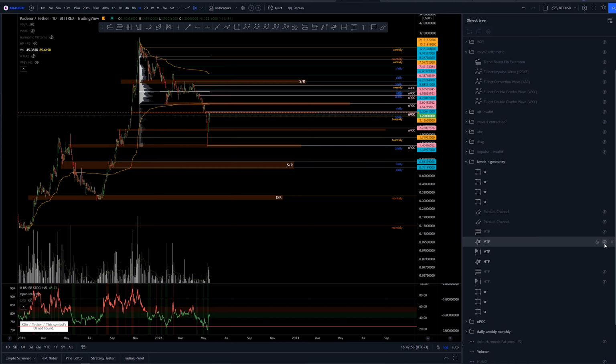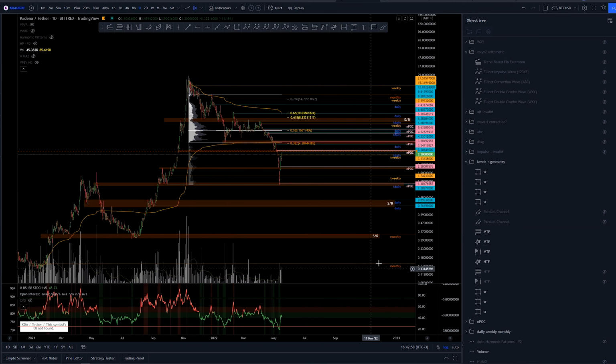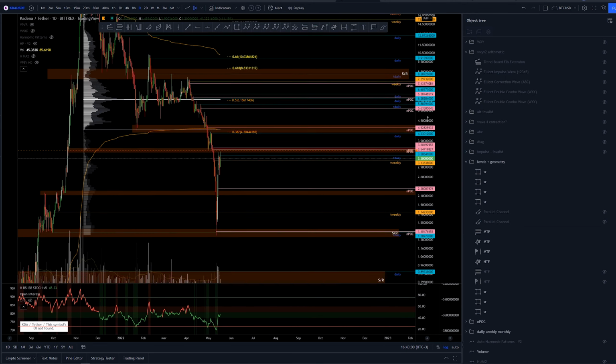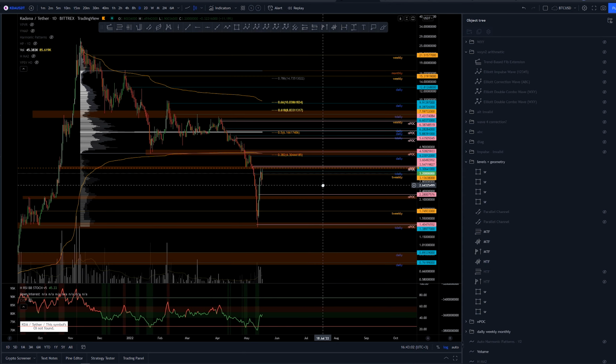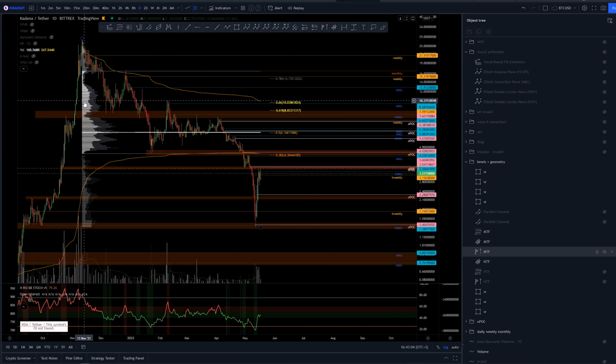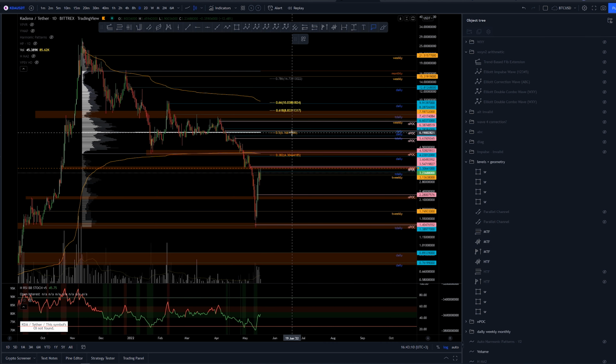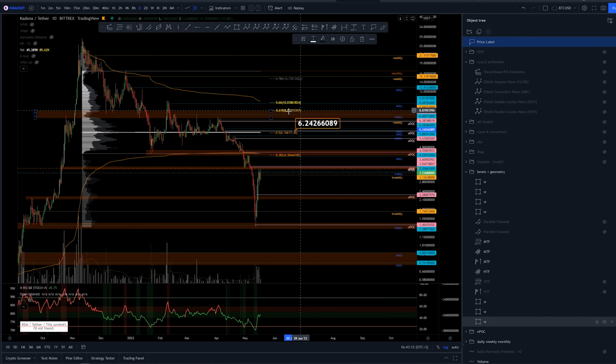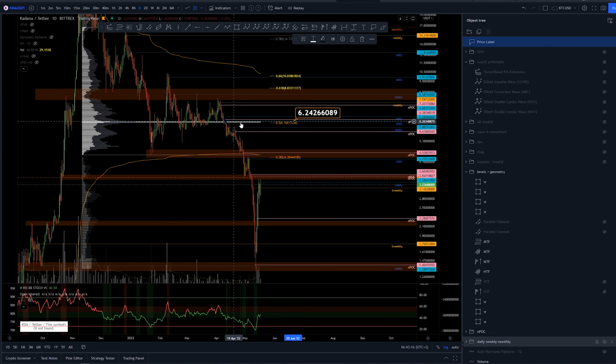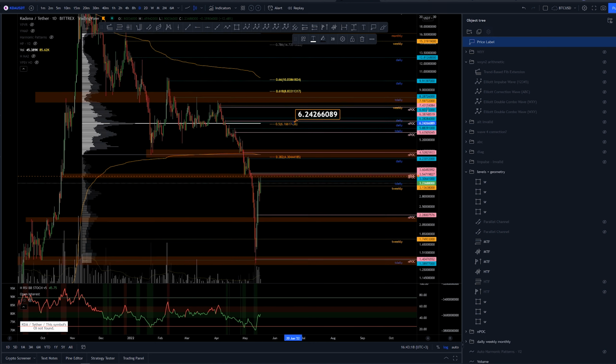Medium time frame. Let's zoom in a bit, see what we got. Volume profile, point of control lining up really well with a 0.5 fib here at around $6.24. We also got a daily and a naked point of control right there. Definitely going to be an interesting area.